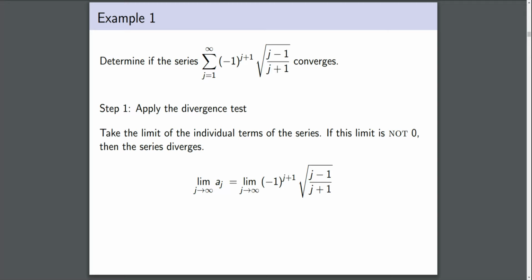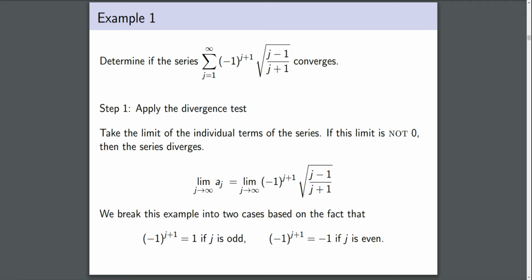For the example that we're working on, the setup for the divergence test looks like this. Now we have a power of -1 in front of the square root. I'm going to deal with that by breaking the problem up into two separate cases. So (-1) to the j plus 1 power is 1 if j is odd, and it's equal to -1 if j is even. If you're having trouble seeing where this pattern comes from, put in the first few values of j, 1, 2, 3, and see what happens to these powers.